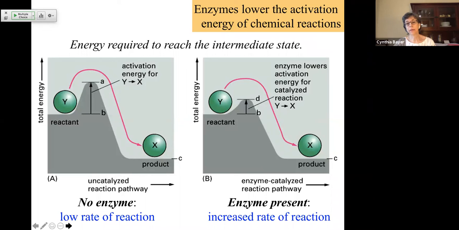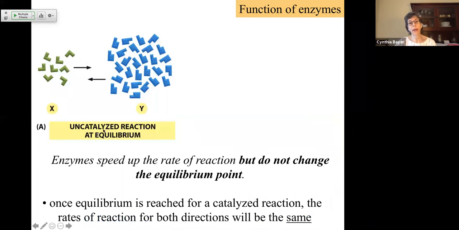Now, the other thing that an enzyme does, it's increasing the rate of the reaction. But remember, chemical reactions can go in either direction. And so if we look at the reaction of X to Y, and in this case, Y is the lower free energy molecule, in an uncatalyzed reaction, a reaction in the absence of an enzyme, at equilibrium, every molecule of X that's converted to Y will also have a molecule of Y being converted to X, right? So the rate of the conversion in both directions is the same at equilibrium.